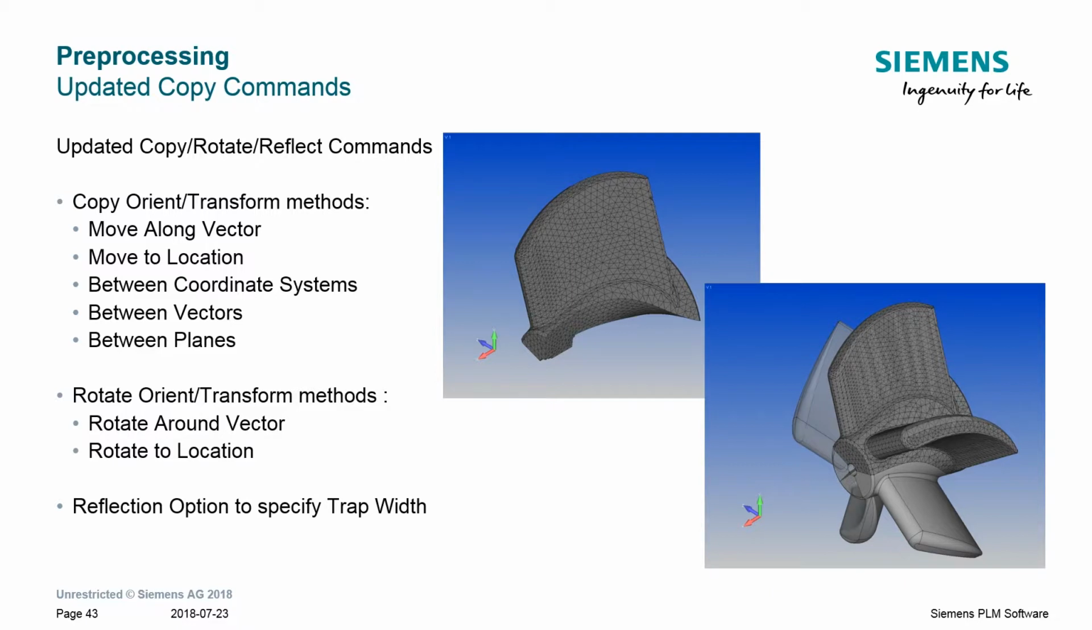We also added a number of options to our modify align commands, such as creating a copy and then reorienting it between two coordinate systems, between two vectors, or between two planes.